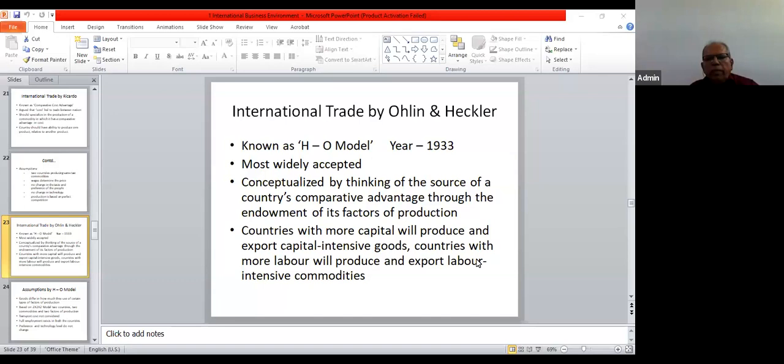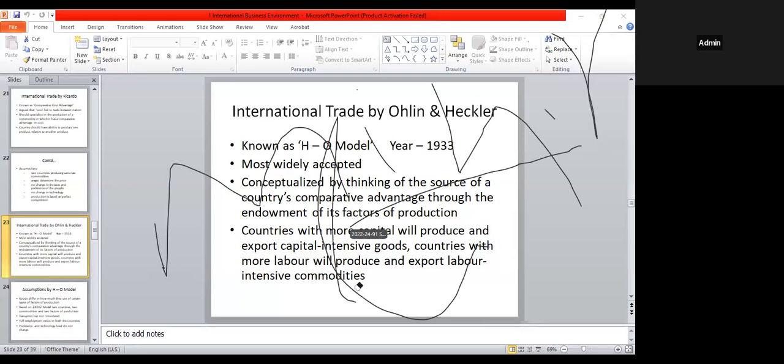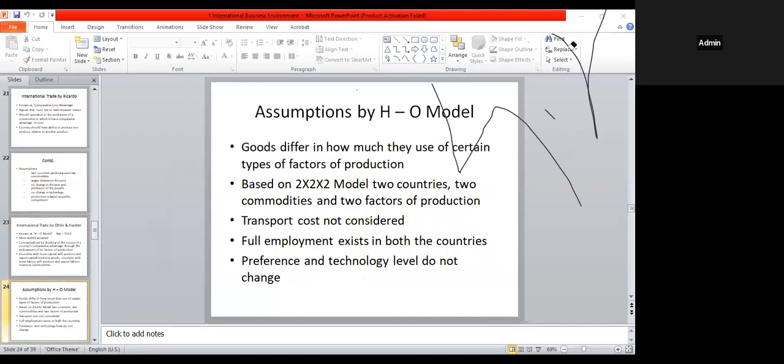Now, let's understand the last part of this theory, Heckscher and Ohlin assumptions. As Adam Smith and others have assumptions, in the same manner Heckscher and Ohlin have also mentioned some assumptions. Assumption number one: goods differ in how much they use of certain types of factors of production.